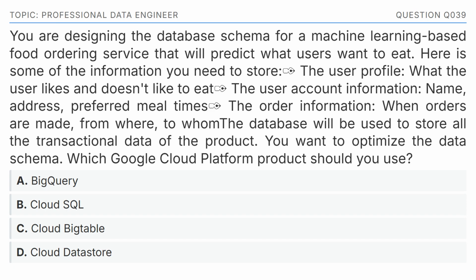You want to optimize the data schema. Which Google Cloud Platform product should you use? The options are: Option A, BigQuery. Option B, Cloud SQL. Option C, Cloud Bigtable. Option D, Cloud Data Store.